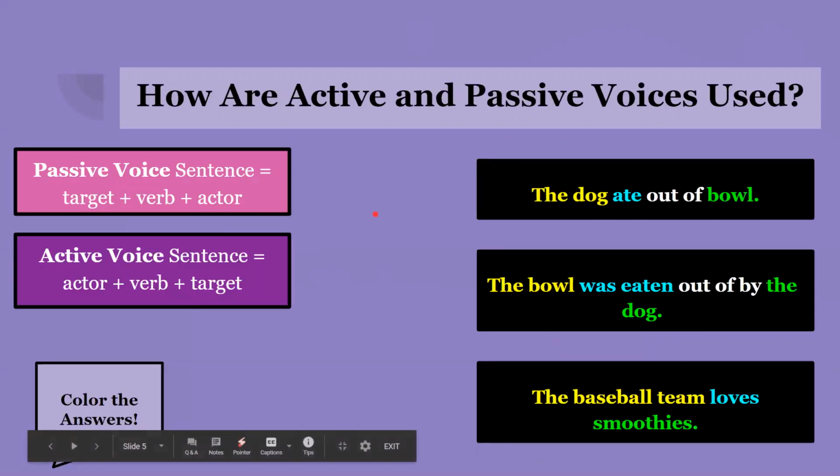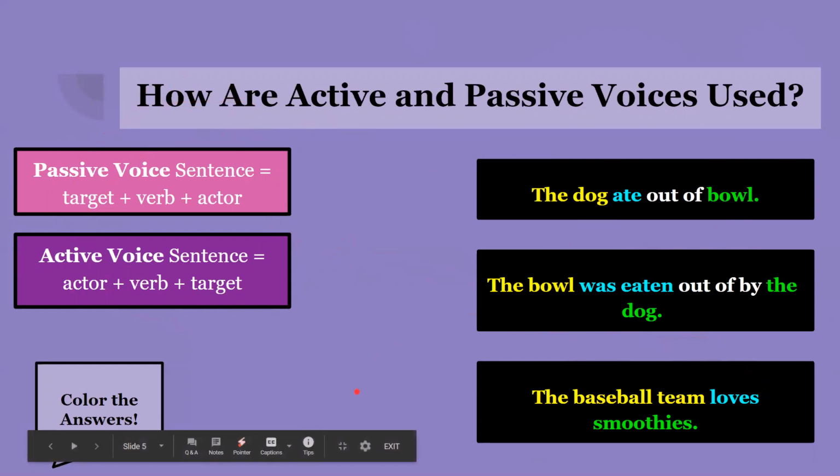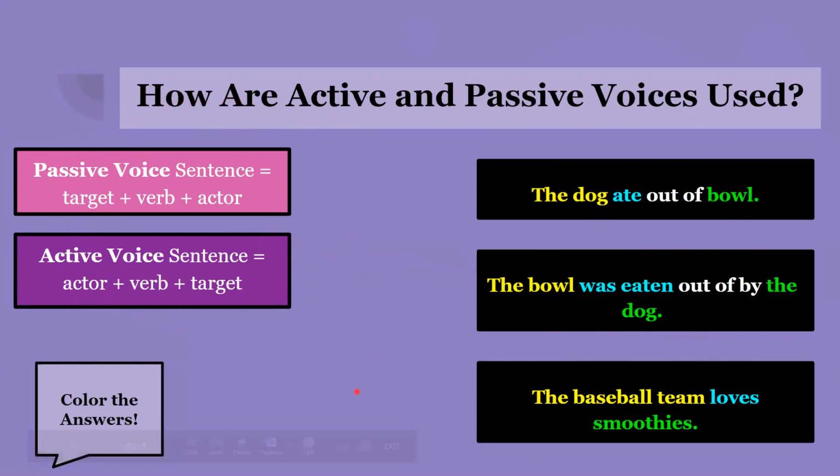How are active and passive voices used? Okay, so you're going to go ahead and color code them to yourself real quick. Here are the structures again for a hint. We have the dog ate out of the bowl. The bowl was eaten out of by the dog, and the baseball team loves smoothies. So go ahead and pause the video and think about which colors match it.